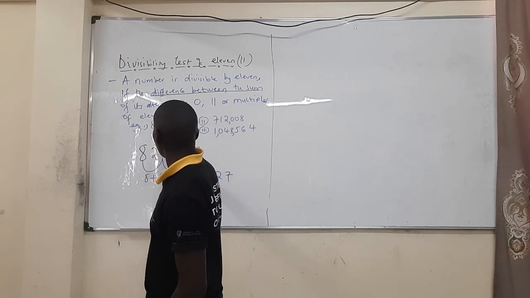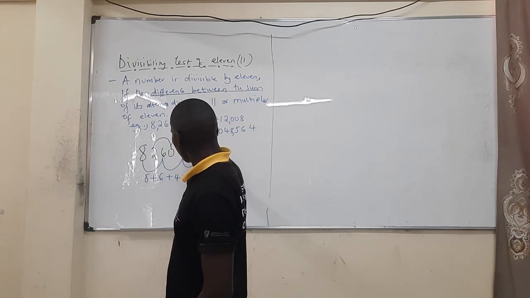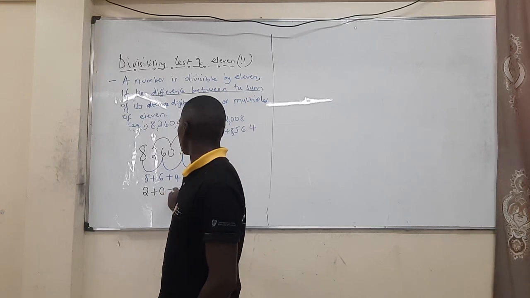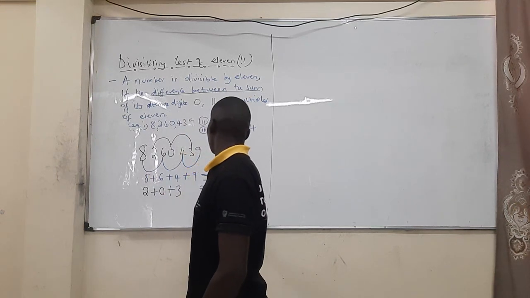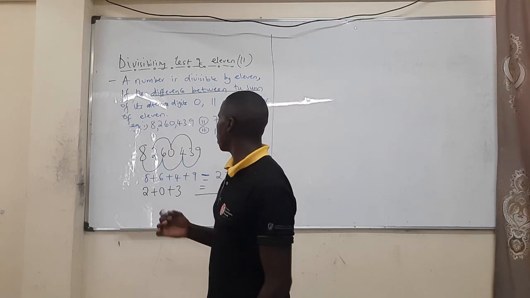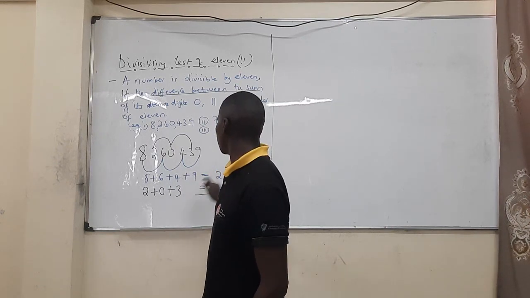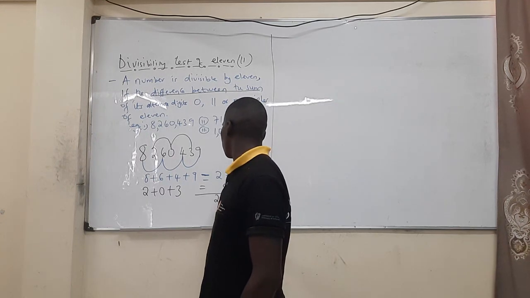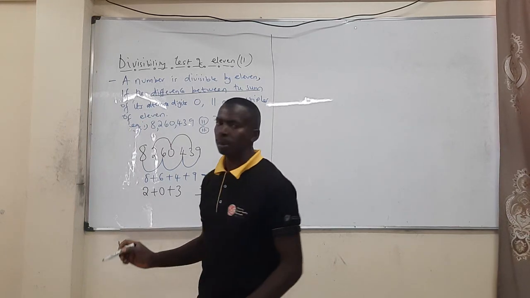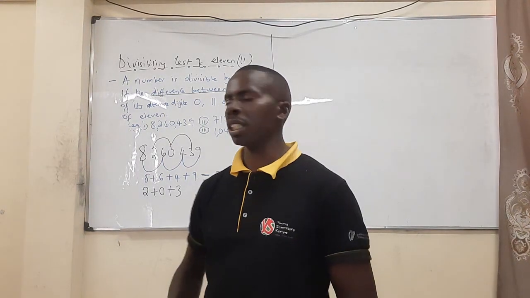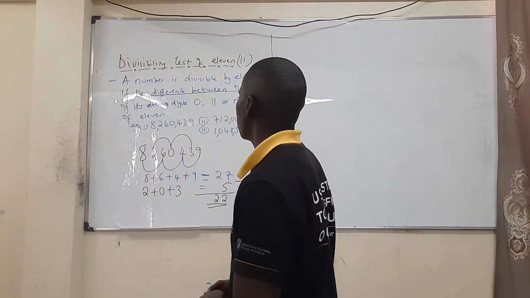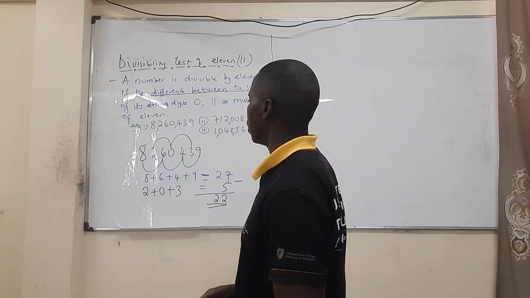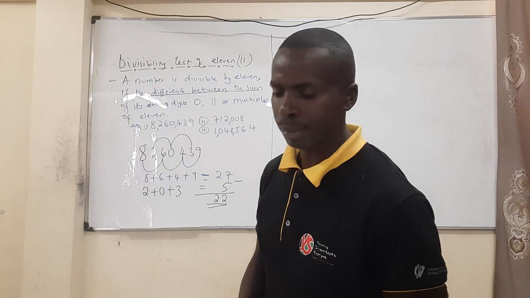Then the other one is 2, with 0 and then 3. So that is 2 plus 0 plus 3, and we get 5. So the difference between the sums of these alternates is 27 subtract 5, which gives us 22. 22 is a multiple of 11, meaning that this number, 8,260,439, is divisible by 11.